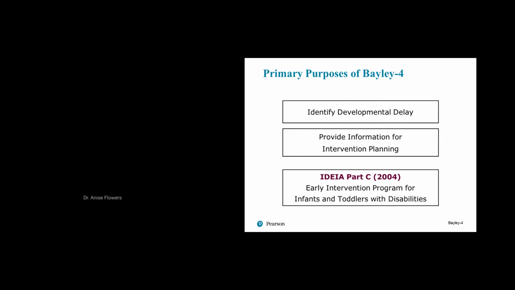The primary purposes of the Bayley-4 throughout its history is to identify young children who might have a developmental delay, also give information for intervention planning on skills that are in process or not yet obtained based on their age, and it's widely used across states for IDEA Part C.